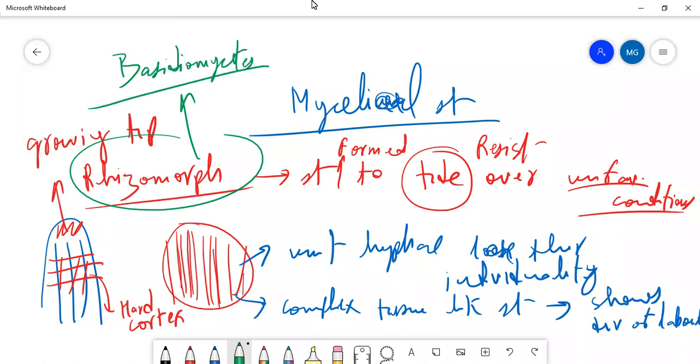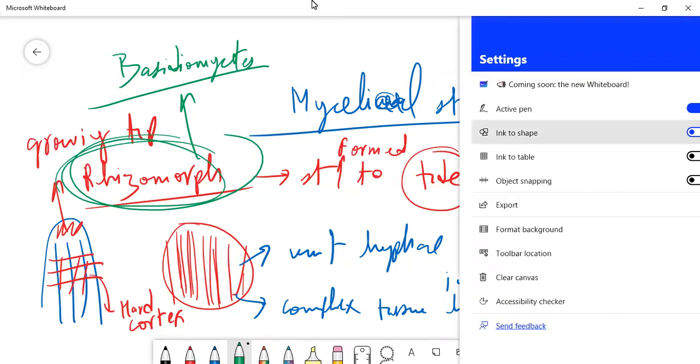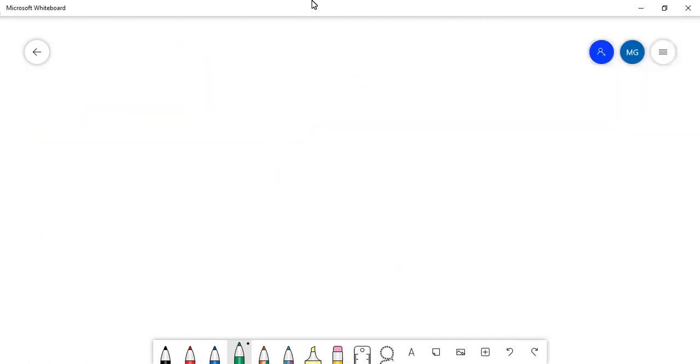You see, mycelium can also form certain tissue-like structures. So one of the structures is a rhizomorph. Now there is one more structure you have to remember, which is called plectenchyma. So what is this plectenchyma?